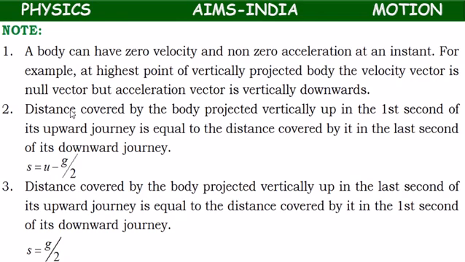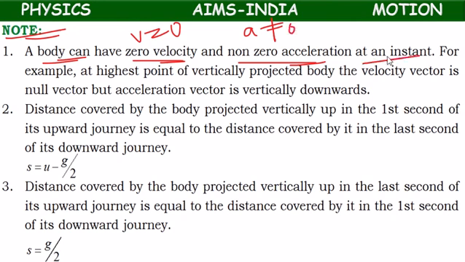Next one. So here we have to note some points, children. A body can have zero velocity and non-zero acceleration. Means velocity equals zero, but at the same point acceleration is not equal to zero, at an instant, at the same time.